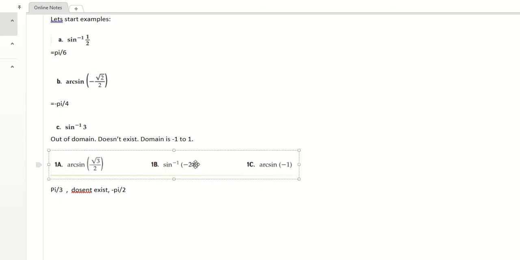Sine inverse of 2 pi, and remember, we can always take the value. What is the value here? I think the value is about 6 point something, which is wrong, so it does not exist. It has to be between minus 1 and 1.